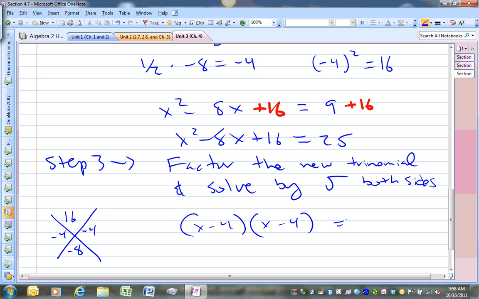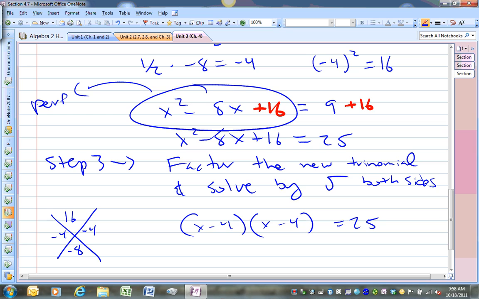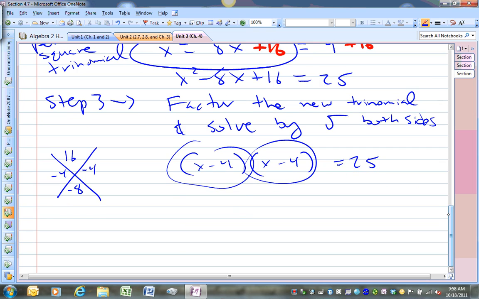Now there's a reason why it's called completing the square. This is a perfect square trinomial. So we were able to complete the square by adding the 16. Before you had x squared minus 8x, but by adding the 16, it's now a perfect square trinomial, meaning that these are identical. So we can consolidate it by writing this.